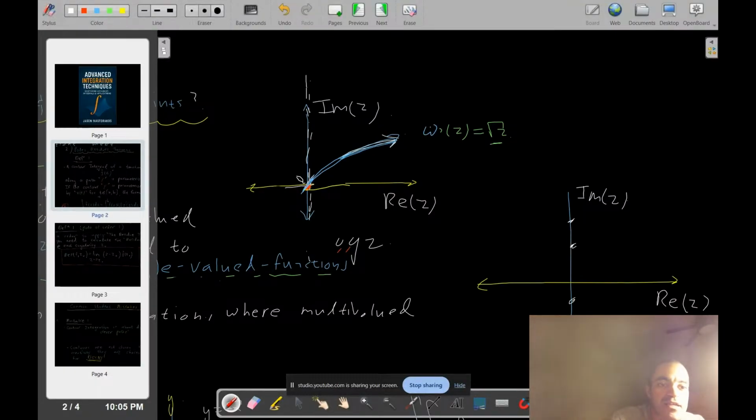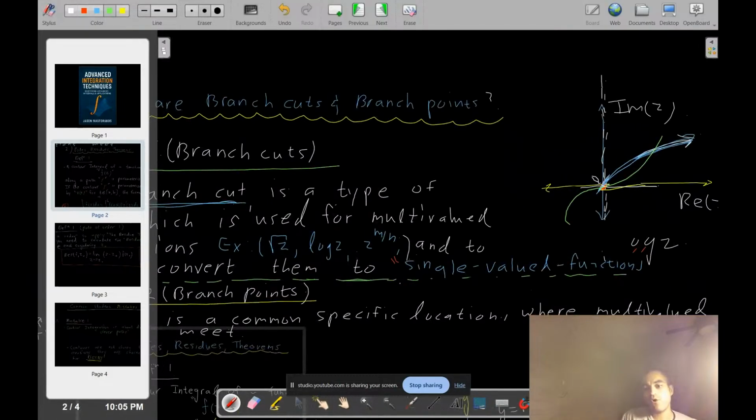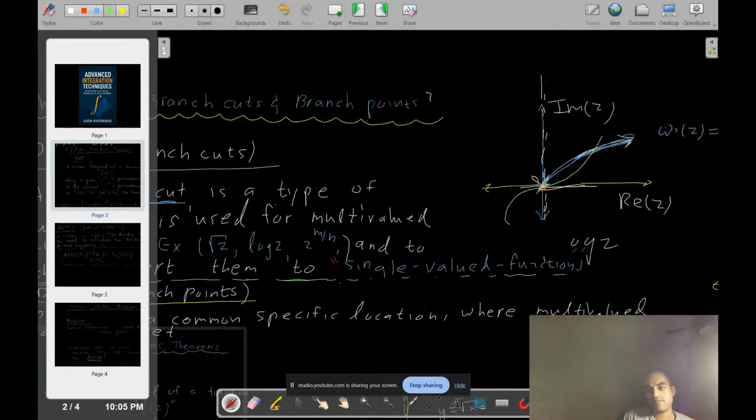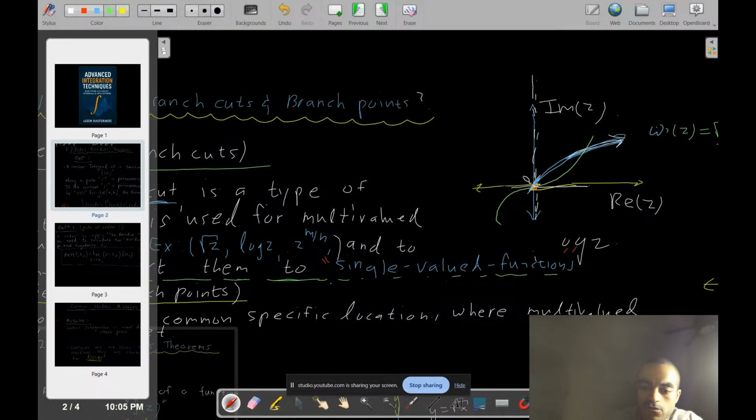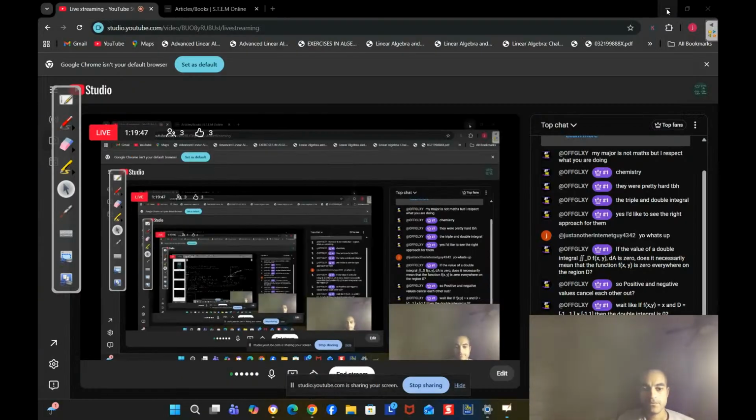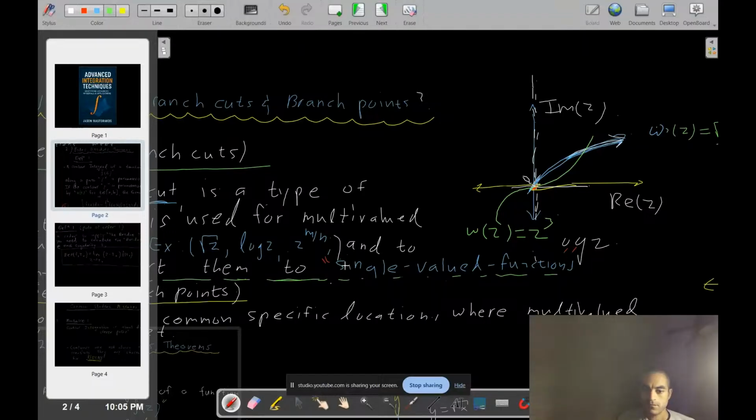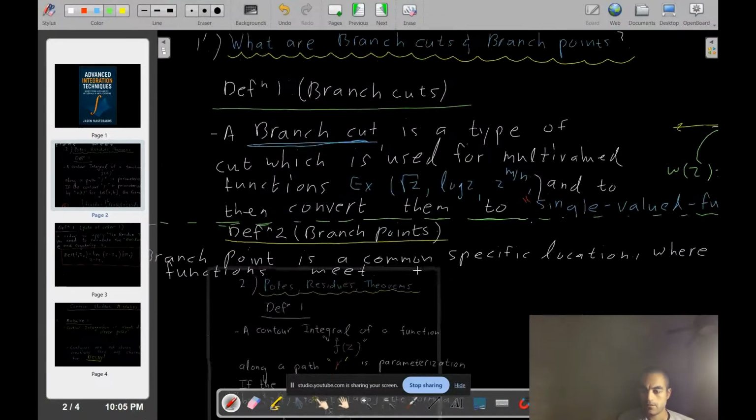W of Z equals root Z, that's fine. If I had taken another type of curve, let's say x cubed, so you have another function x cubed, something like this. They meet at 0, 0. So they have a common branch point. Does that make sense? Because they both meet at 0, 0. So if I had W of Z equal to Z cubed, there's a common branch point of 0 located there at Z equals 0. I hope that makes sense.